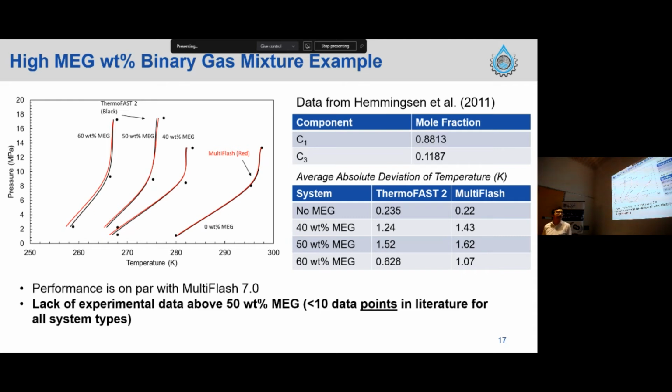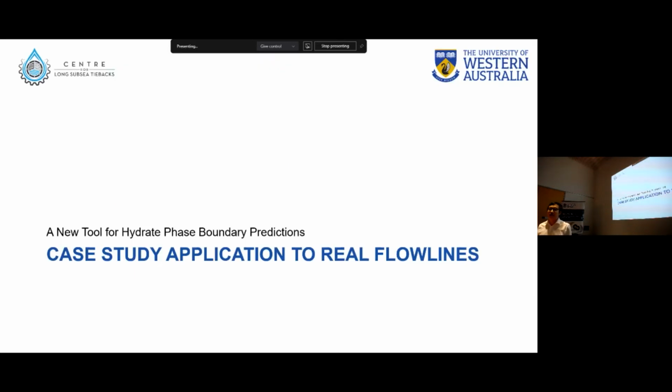And this is something that I'm going to highlight in the next few slides, where we're looking at a case study application of this hydrate phase boundary tool to field flow lines. So how would you apply this phase boundary tool in the context of industry?